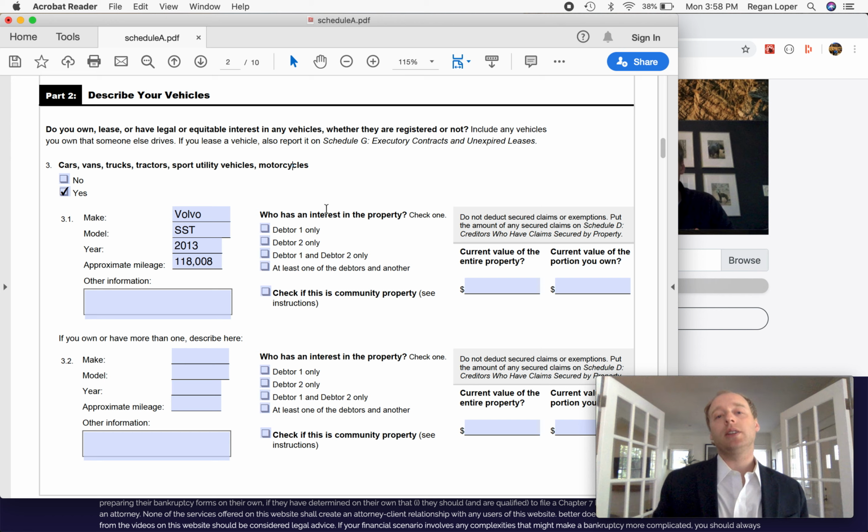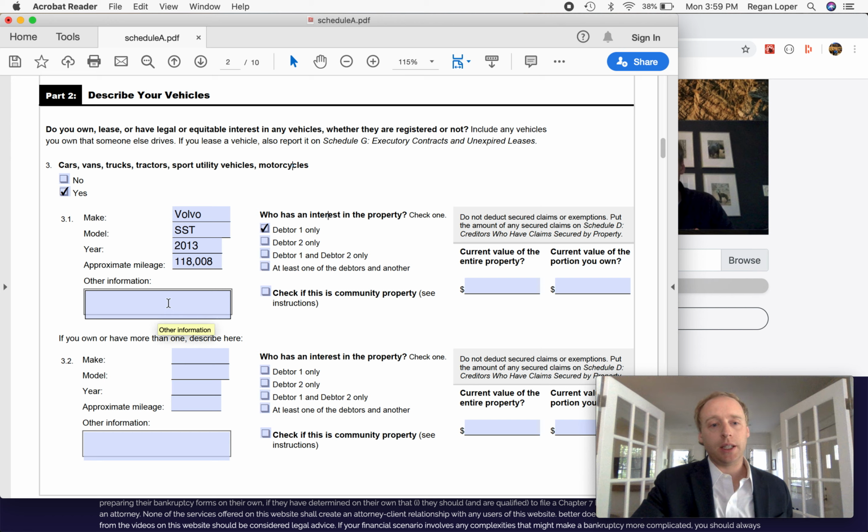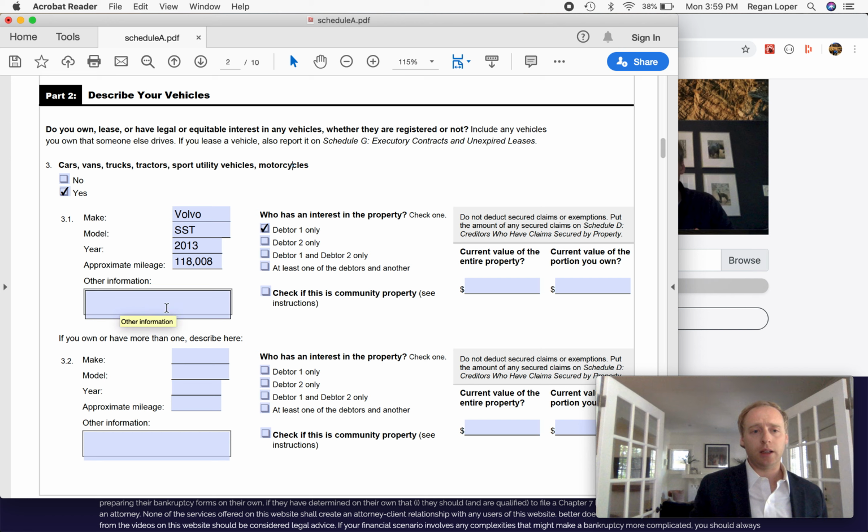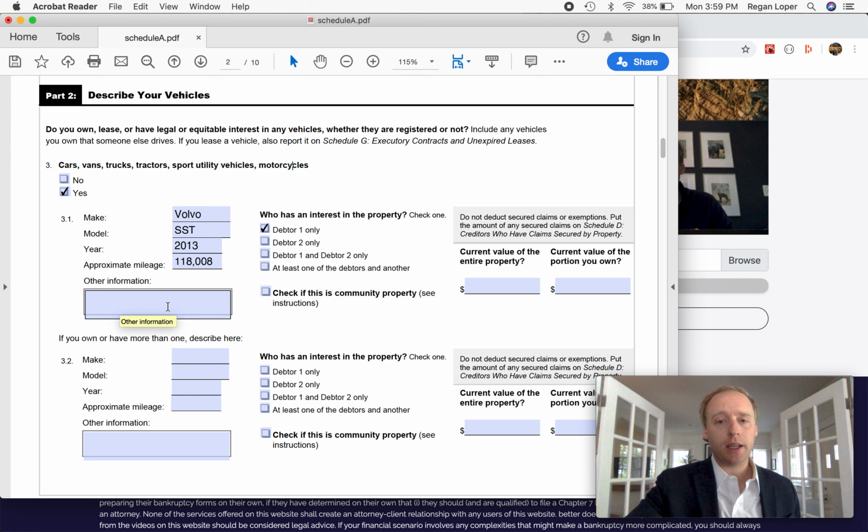The next part asks who has an interest in this property. That would include a situation where maybe you've got two joint owners of a car. In her case, that doesn't apply. So she selected debtor one only because she's the only person who had an interest in this property. She left the other information blank. This might include details about, say, if the car's been in a wreck and you've got a really low value and the trustee might wonder why. That may be something you put in there, but she left this part blank.